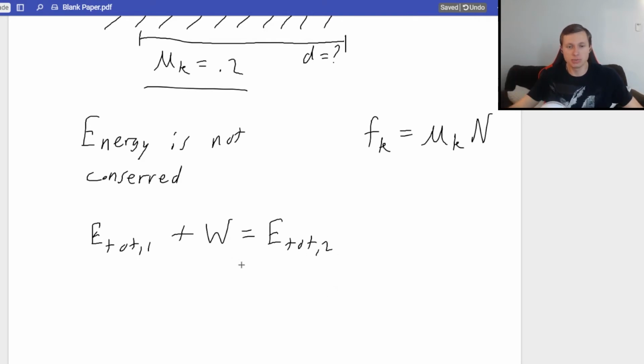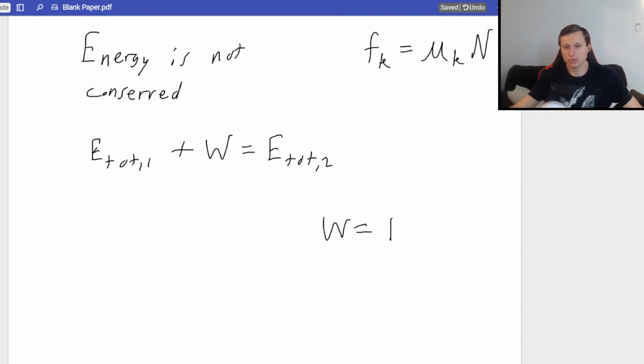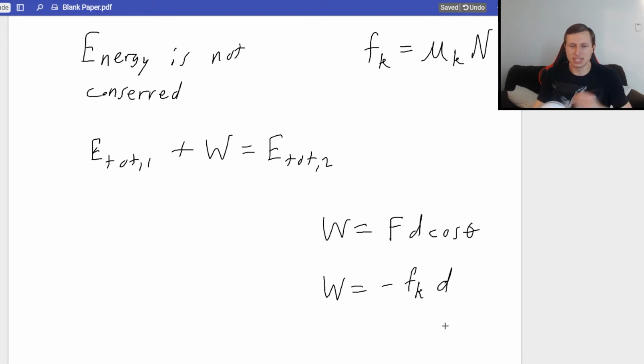We have an equation for work too. We know work is equal to a force times a distance times, well, cosine theta. But remember also what I said, you can remember this shortcut. Since it is friction, it's going to be negative Fk times d. Everyone remember that? And again, it's negative Fk times d because cosine of theta, the angle is 180, and cosine of 180 is negative 1.